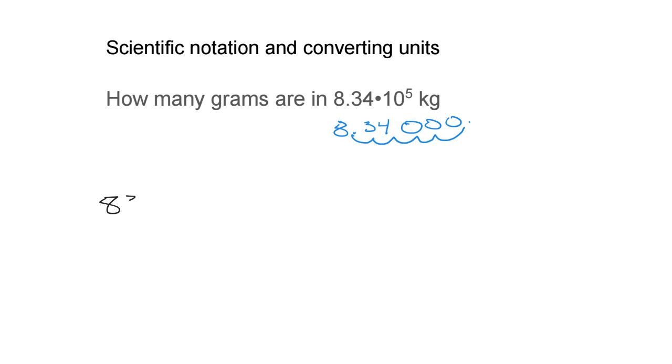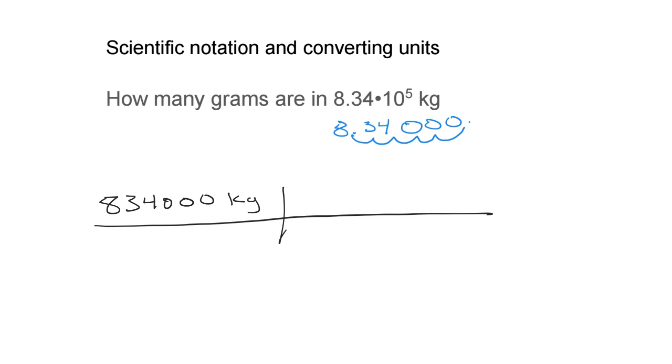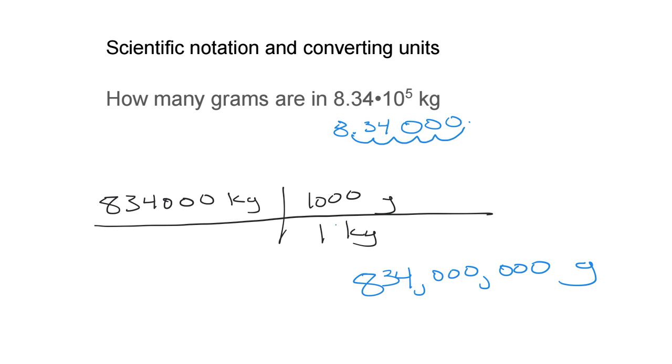And so now I've gotten rid of that first scientific notation, and I know I'm starting with 834,000 kilograms. And now let's convert that to grams. So in 1 kilogram, there are 1,000 grams. When I multiply these, I'll just add together the zeros and I'll get 834 million grams. I'll show the kilograms cancels out.